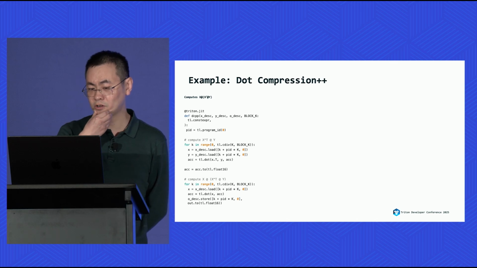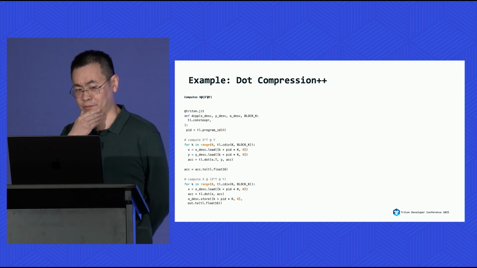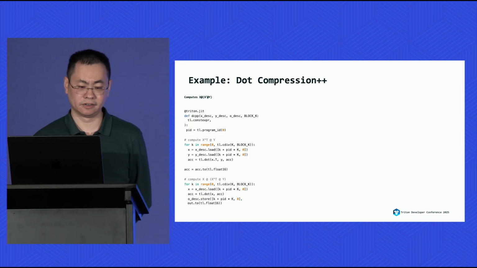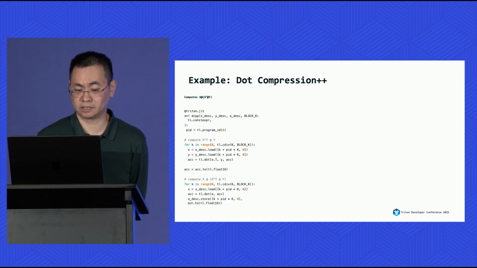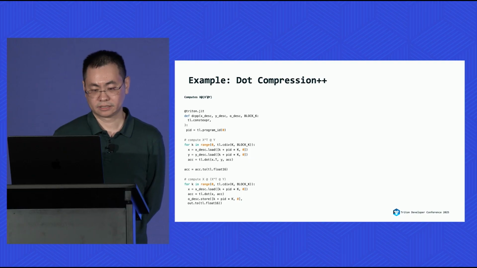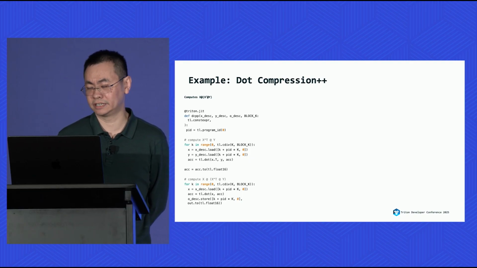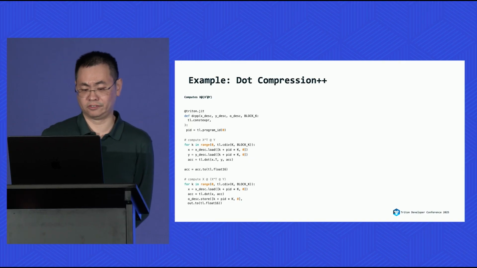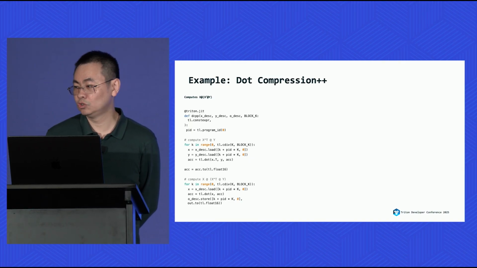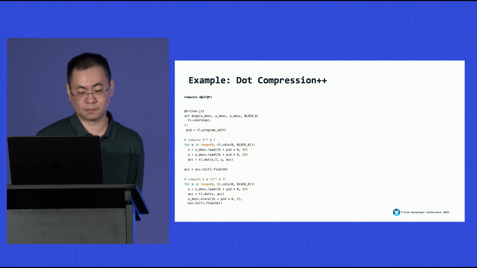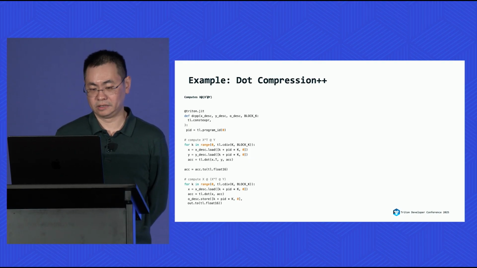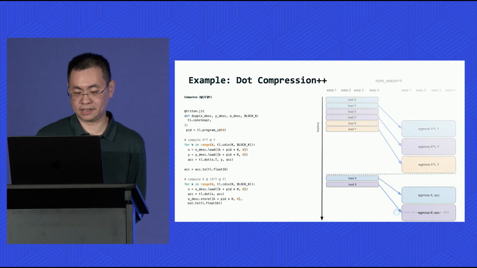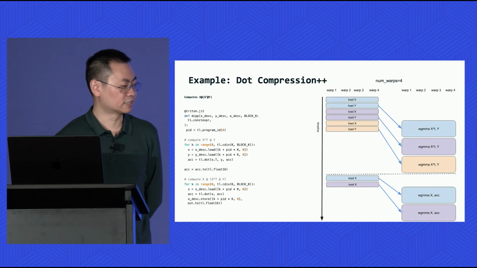So let's look at how TLX helps performance for a particular example. You are looking at a standard implementation of a dot compression kernel with Triton. Here we are doing two GEMMs in a row, and with the second GEMM, you use the output of the first GEMM. So you typically have two loops in the kernel. And with the compiler's automatic pipeliner, you get very good performance. The pipeliner will pipeline each loop perfectly in this way.